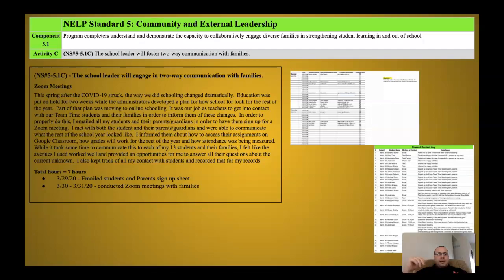I was able to Zoom meet with the parents and the student, and address any concerns or questions they had about what school would look like. And then we've continued to do this each week as we meet with our students in order to help them with questions they may have concerning our online classroom, and also how grades and attendance will look as well.